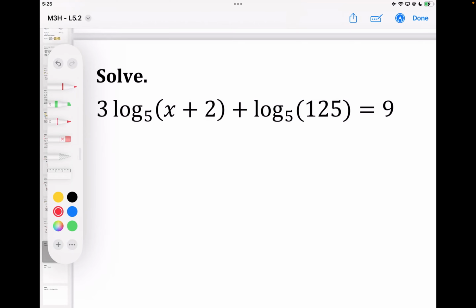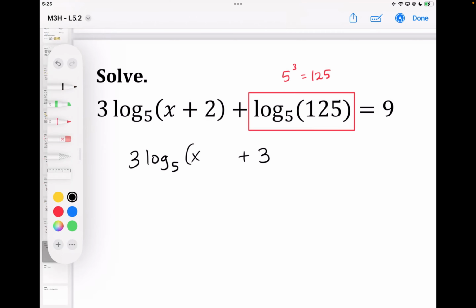So for this problem, once again, there's a lot of things happening on this side. We have to be able to simplify this for us to be able to solve this problem. So I'm going to look for things I can simplify. And I know I can simplify this one. Number 1, it doesn't have a variable. And number 2, I know 5 to the third power is equal to 125. So this is simplifying. The log base 5 of 125 is just 3 because it's the exponent. So I've got 3 log base 5 of x plus 2 plus the 3 is equal to the 9.